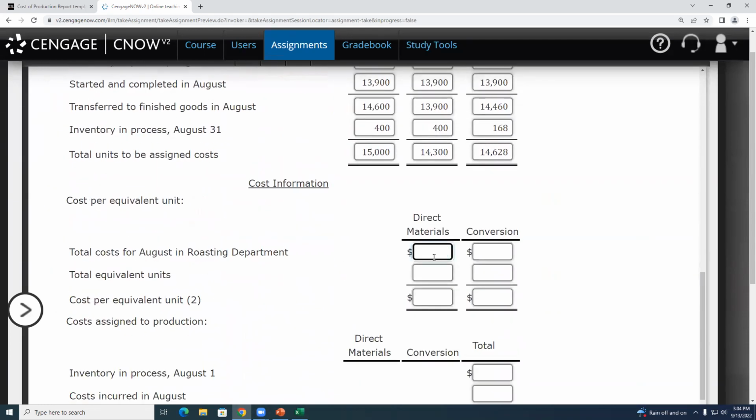So in step 3, we're pulling in the costs that were added during the month for conversion and for direct materials. And then the total equivalent units come from step 2, just above. 14,300 for direct materials, 14,628 for conversion costs. And then we need to divide total dollars divided by units.